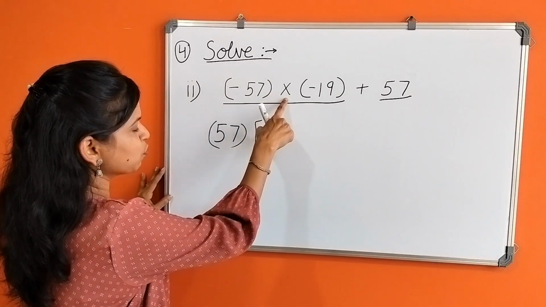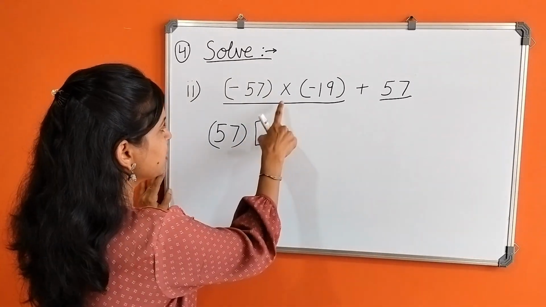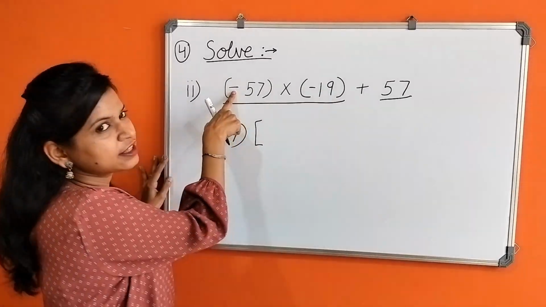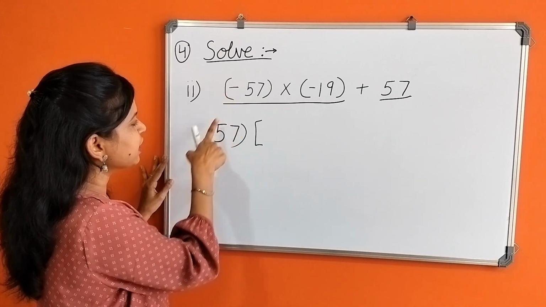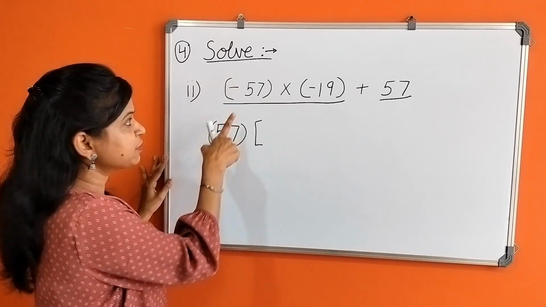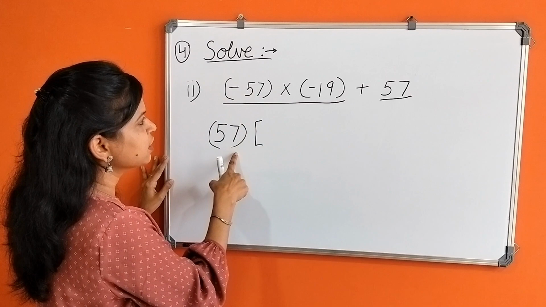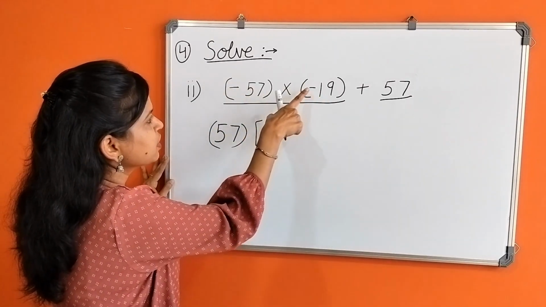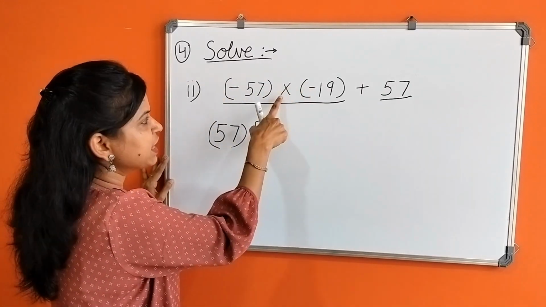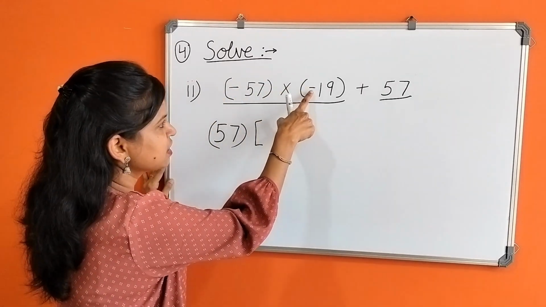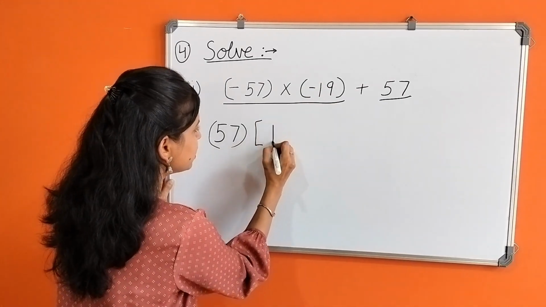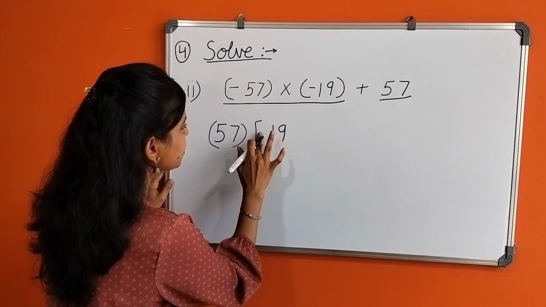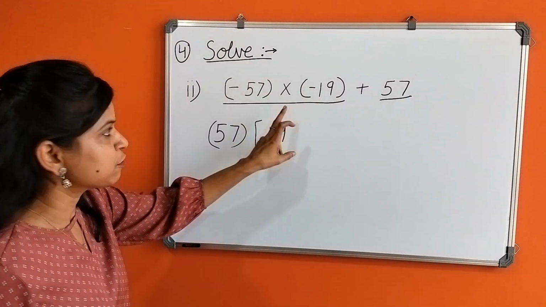Now from this group, what is remaining? Minus 19 is remaining, and this minus sign is also remaining because we have not taken out the negative sign. We have taken out only 57. So minus 19 and minus. So two minus are getting multiplied. Answer will be plus. So 19 is only remaining. Okay, 19 is remaining from this group.